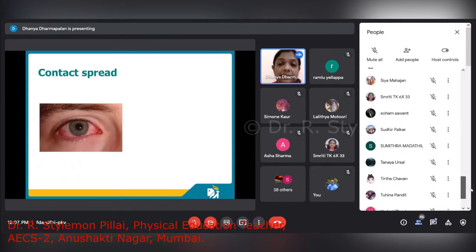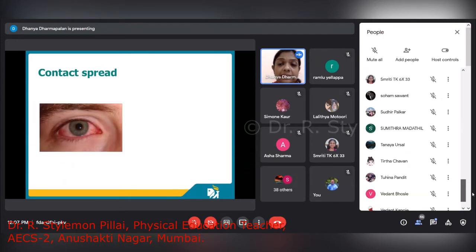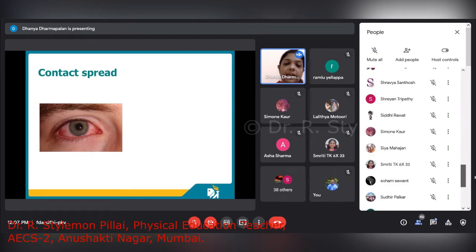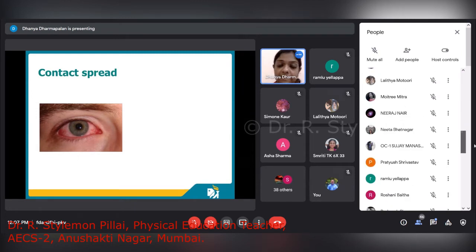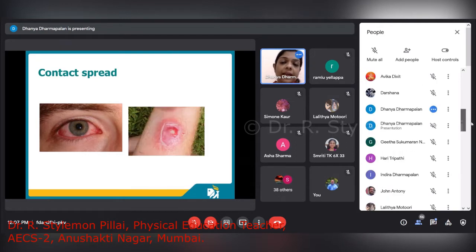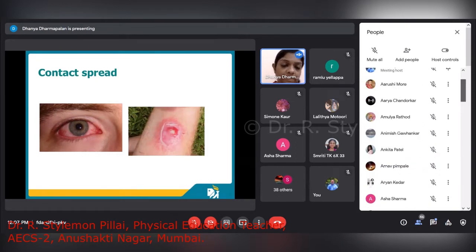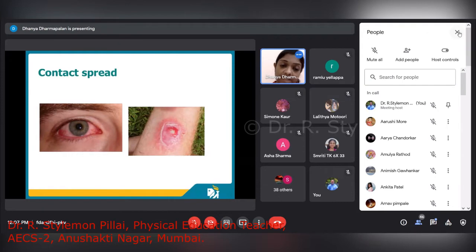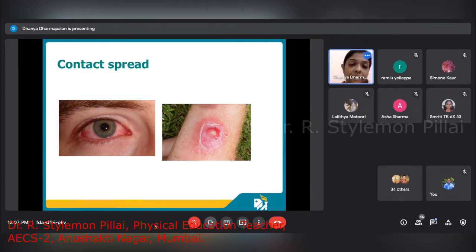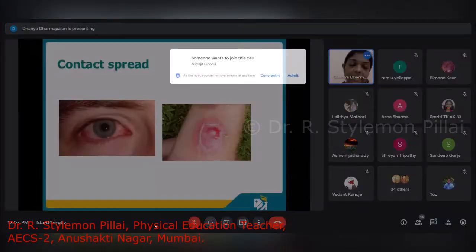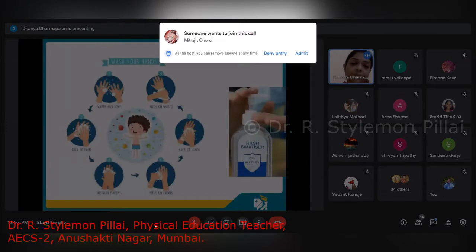Then there are illnesses which spread through contact. Say if you have red eyes, what is called conjunctivitis, and when you rub your eyes and touch surfaces, it can just spread to others. And even if there is a wound which has pus on the body. Like you can see in this picture, these can spread through contact, through skin. And therefore it is very essential that you wash your hands if you have touched the surfaces.